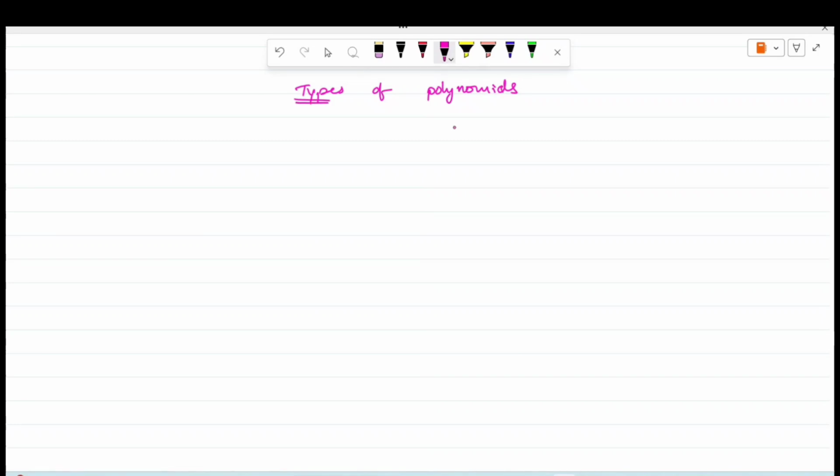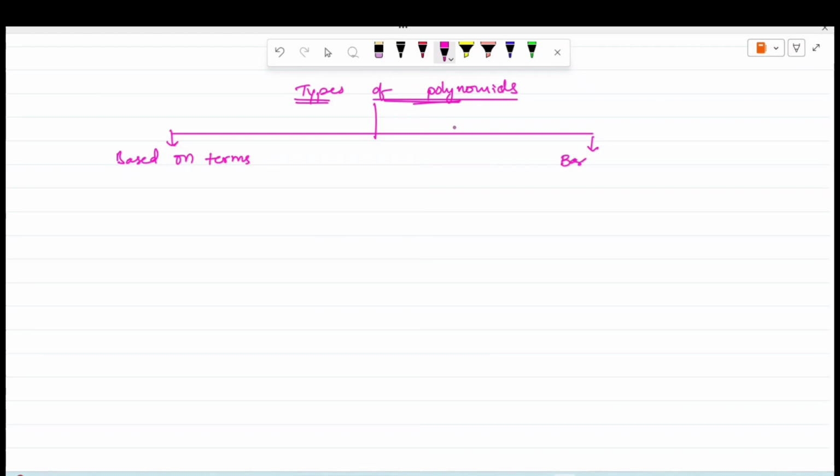So types of polynomials, there are two segregations we can say surely. Segregations are based on terms and based on degree. First one based on terms, and the next one based on degree. So we discussed what terms are and what the degree is. Now, based on terms, what are the types we have?